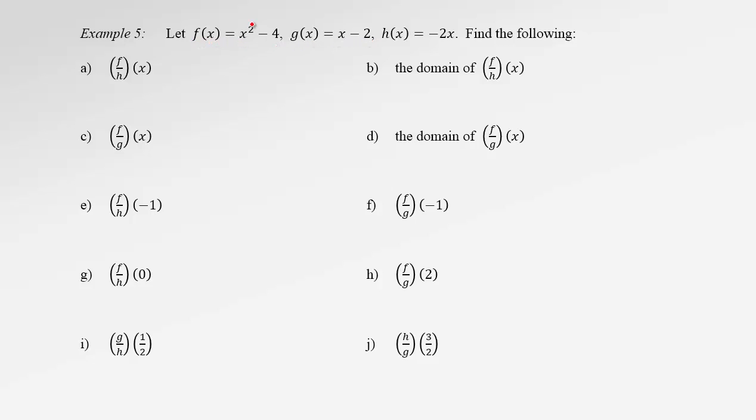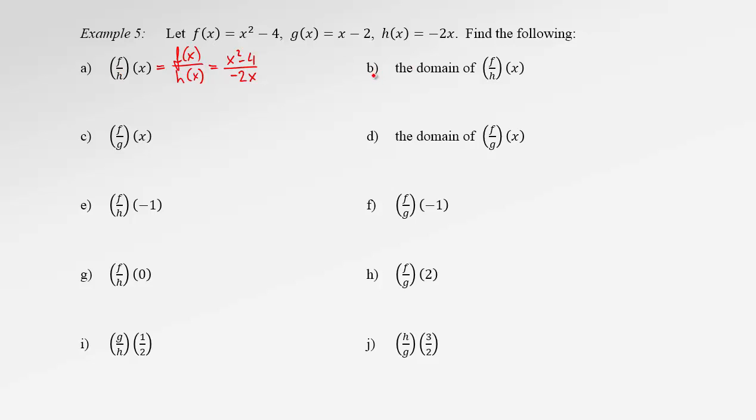f of x is defined as x squared minus 4, a quadratic function, g of x is a linear function x minus 2, and h of x is a linear function negative 2x. We need to find the following expressions. The quotient f over h at x. Well, according to the definition, that's the same as f of x over h of x. But what's f of x? Here we have the formula x squared minus 4. And h of x is negative 2x. So this is the new quotient function f over h.